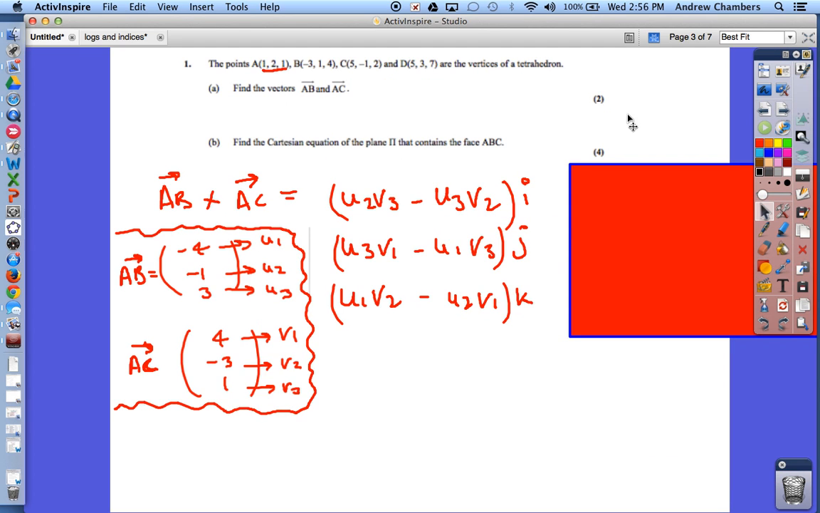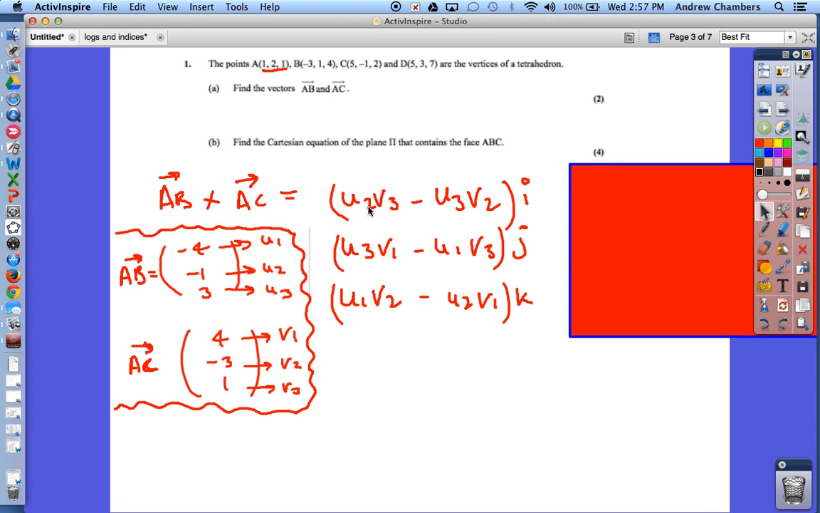Part B asks us to find the Cartesian equation of the plane. If we've already got the vectors AB and AC, these enclose the plane. So if we find the cross product of these two vectors, that will help us work out what the equation of the plane actually is. To work out the cross product, we need to use this formula: U2V3 take away U3V2 gives us the i component. Then U3V1 take away U1V3 gives me the j component, and so on. The only difficulty here is being careful with the arithmetic and the negative signs.